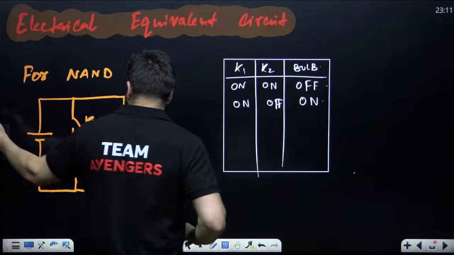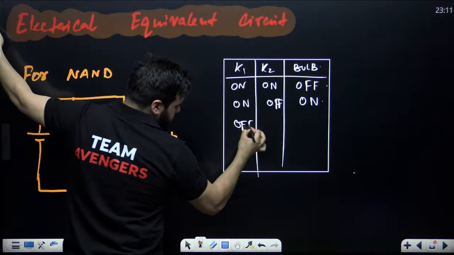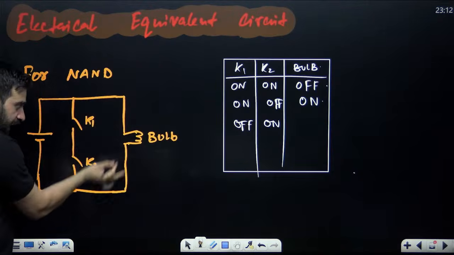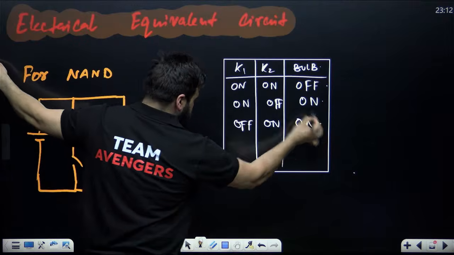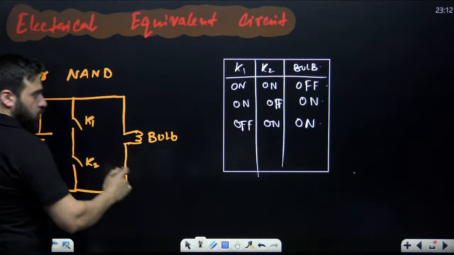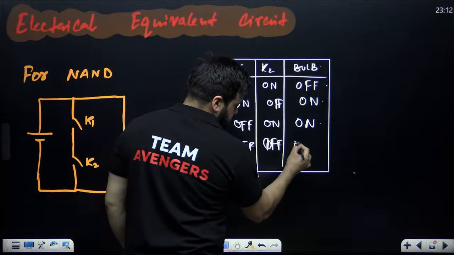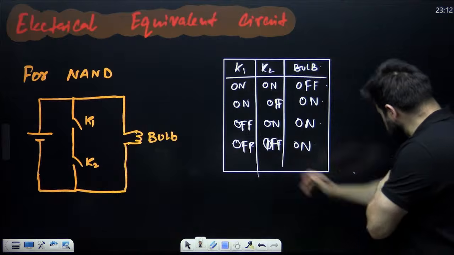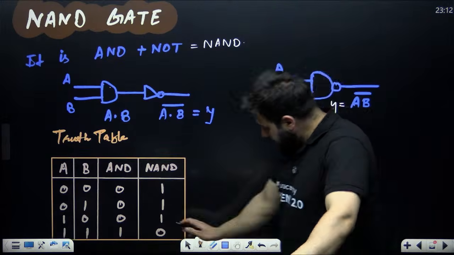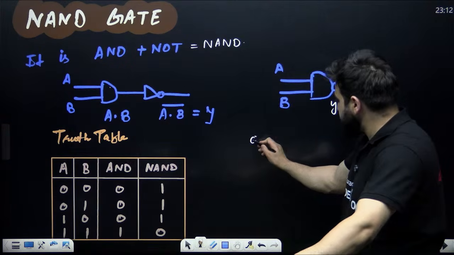Bulb remains on. Now, if this is off, this is on, still current cannot flow through this path. Current has to flow through this path, so bulb remains on. If this is off, this is off, both are off, in that case bulb remains on. Now see, if you check over here, output is high.